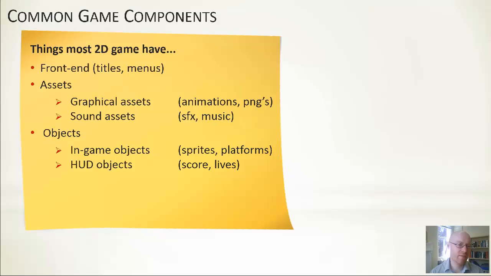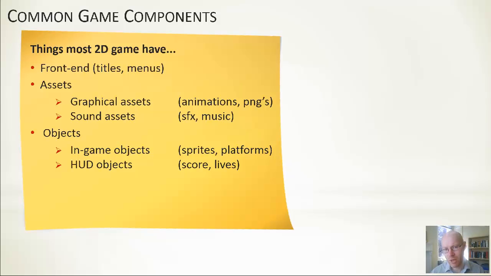Games generally have objects, things that we can talk about and refer to. They may be in-game objects. Depending on the game, these could be the player, enemies, a platform, coins. It just really depends on the game. But anything that is game specific that we can refer to by a name, we can think of as an object within that game.